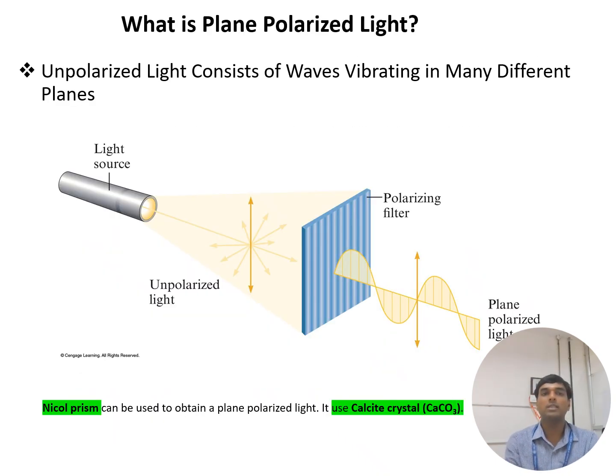So what is plane polarized light? When normal light passes through a plane polarizer, all the light will be in one direction. Unpolarized light means the electromagnetic radiation moves in any direction. When it passes through a polarizer, all of it is in the same direction. A Nicol prism is used to obtain plane polarized light.